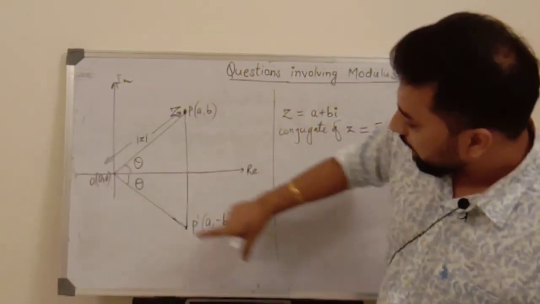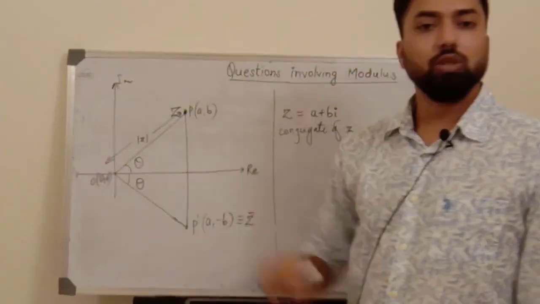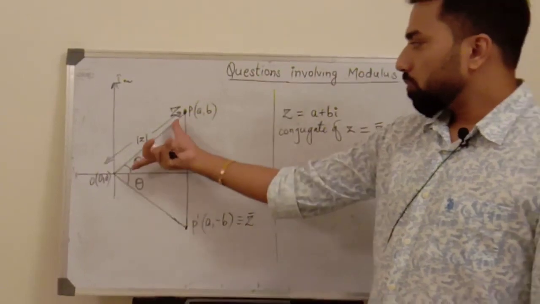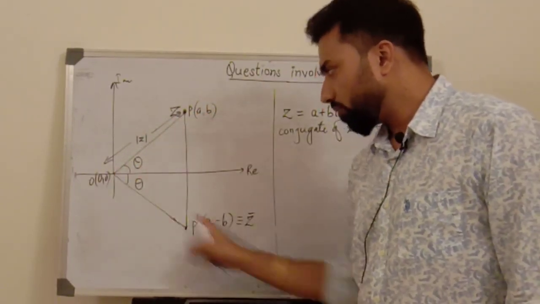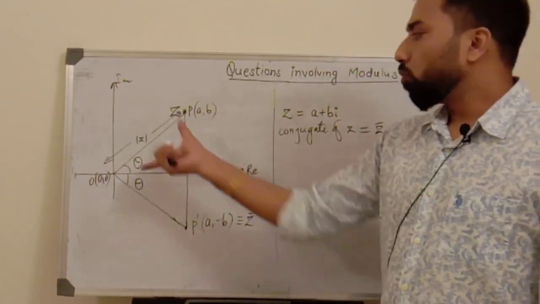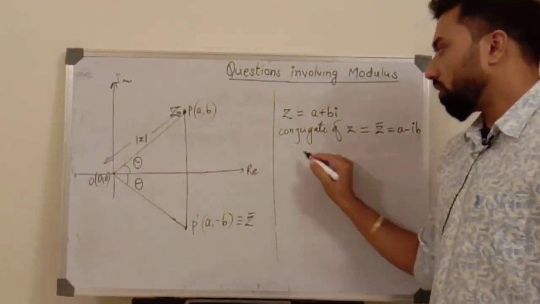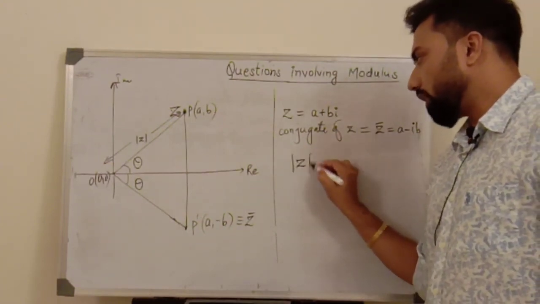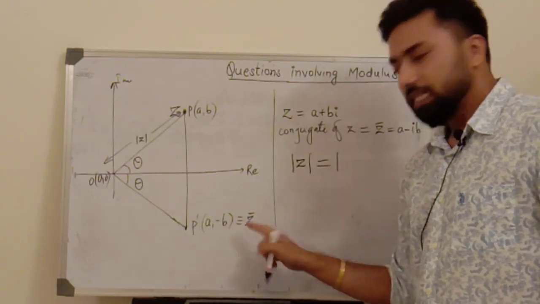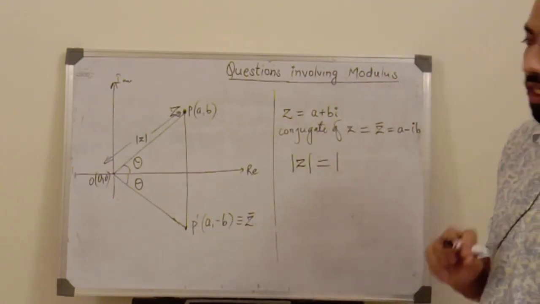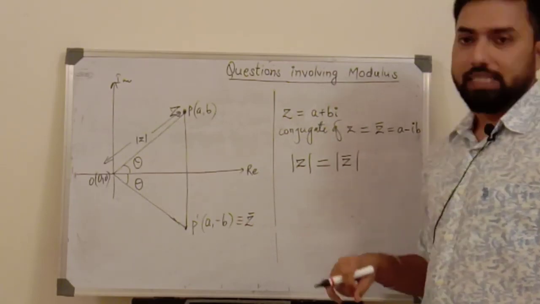Now we can see that the distance of this point from the origin and the distance of that point from the origin are the same. This represents the modulus of this complex number and this represents the modulus of the other complex number. Both the moduli are the same according to the diagram. So we can write modulus of z is equal to modulus of z bar, where z bar means the conjugate of the complex number.